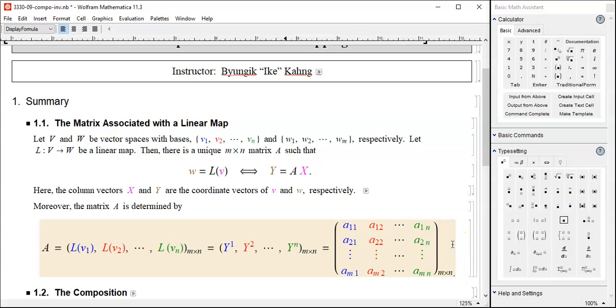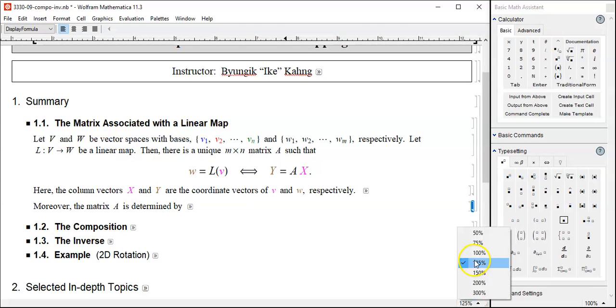How many columns are there? v1 through vn, that's where we started. So it's the same as the dimension of V. Now, how many rows are there? That's the dimension of each column vector, so each linear combination of the image vectors should have m entries, because that's the basis. And that's how you get an m by n matrix.